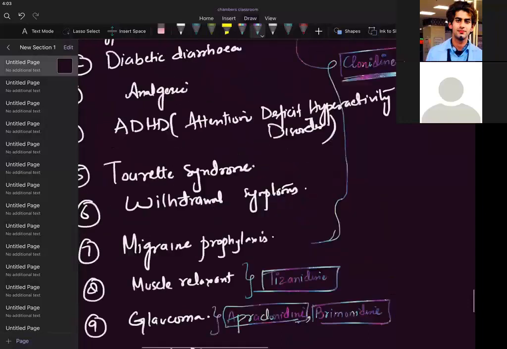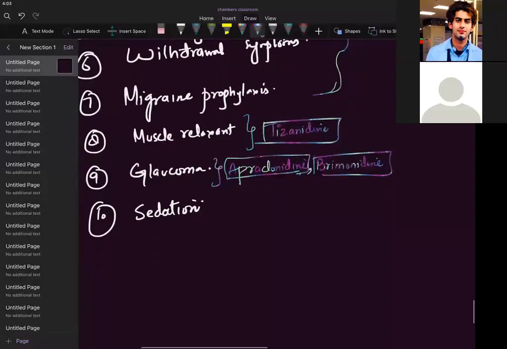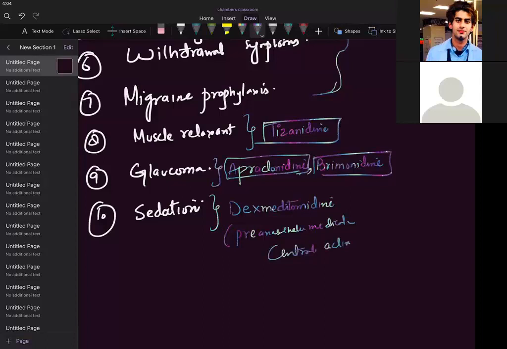Okay, clear? For sedation, we use dexmedetomidine. We use dexmedetomidine as a pre-anesthetic medication. So it is a centrally acting alpha 2 agonist, isn't it? You want it to go into the brain, so it is a centrally acting alpha 2 agonist.